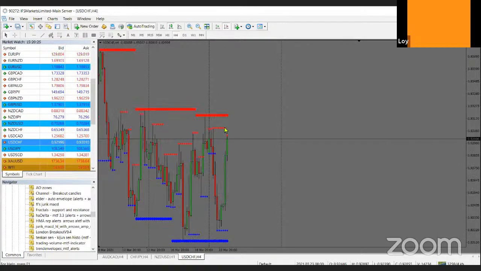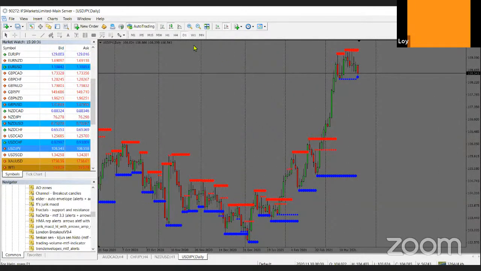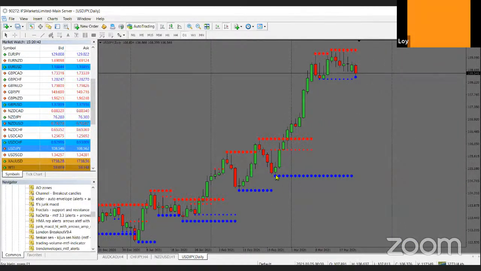Let me see if I can pull up dollar Swiss daily time frame. Yeah, this would be nice. So dollar yen, I don't think anybody will dispute with me that this is in an uptrend. So let's say taking from this part onwards.